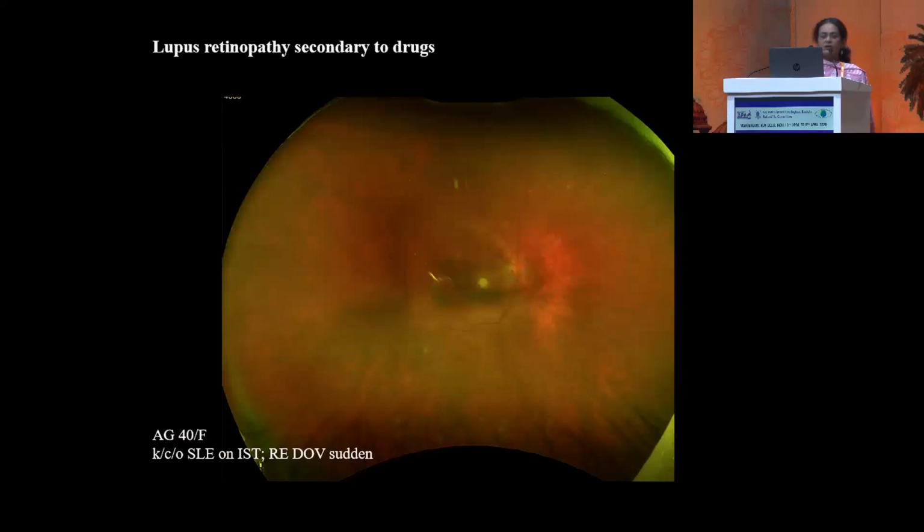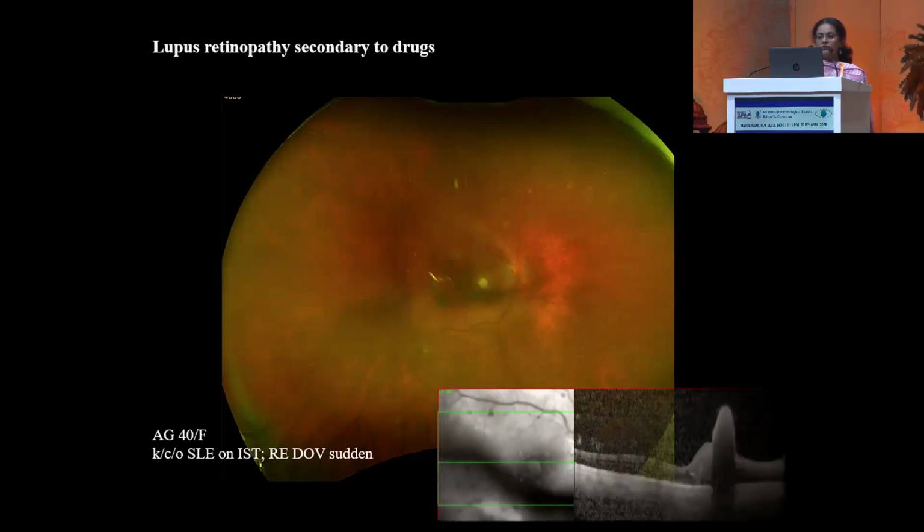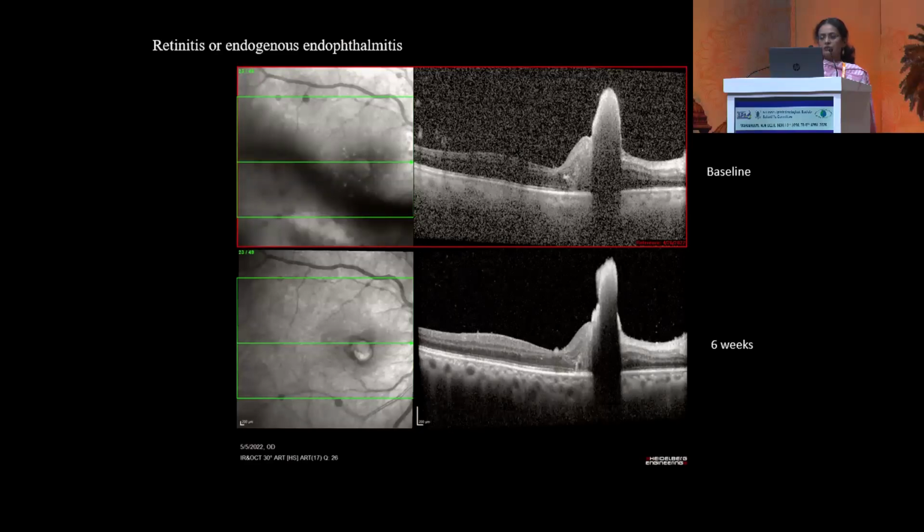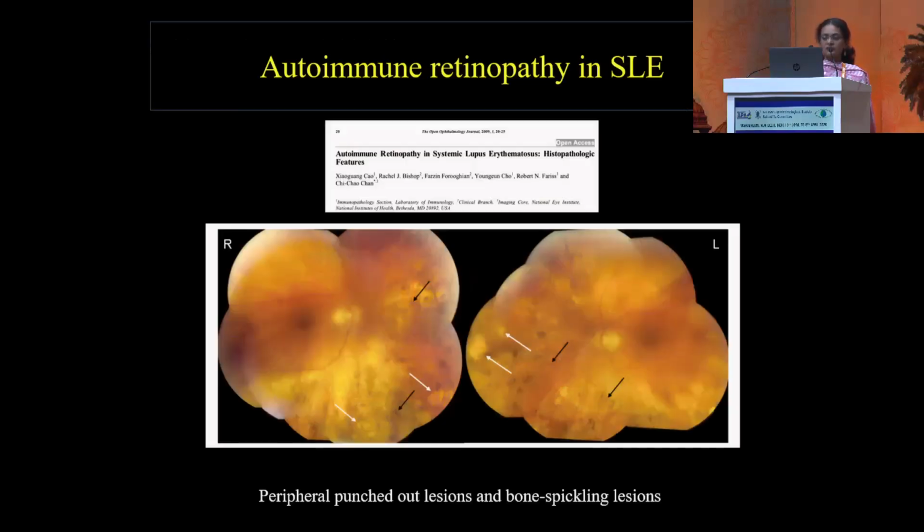So this was again a woman who was a known case of SLE, presented with sudden loss of vision in the right eye. I just wanted to show you this retinitis lesion in the fovea, which was captured very well on the OCT as a rain cloud sign. So she was having basically a fungal retinitis because of the immunocompromised state. So this was at the baseline, and this was at 6 weeks when she was treated with antifungals.